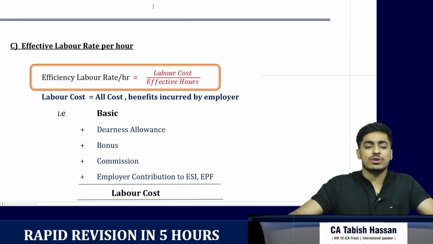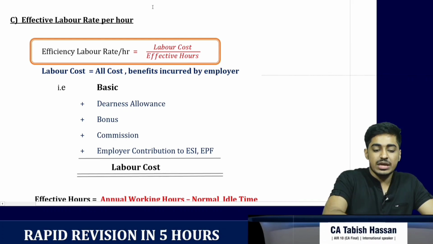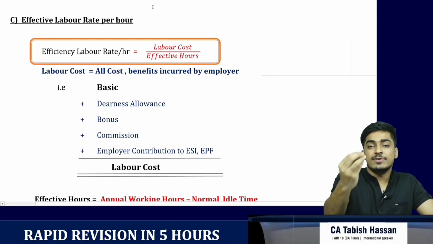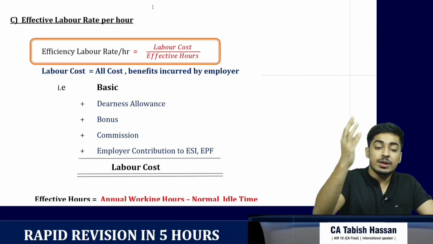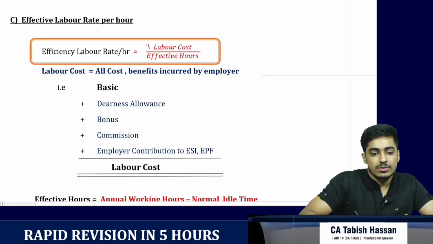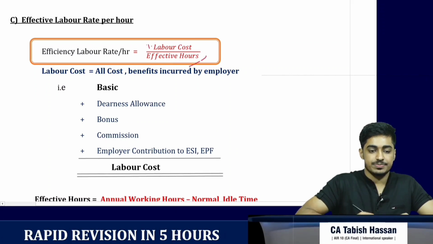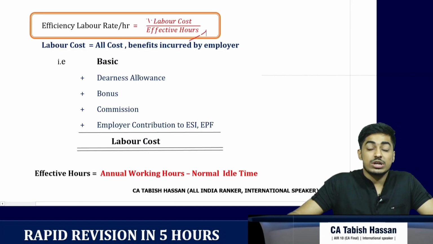Now we have the final concept, that is effective labor rate per hour. Effectively how much we have paid to an employee on an hourly basis. So how do we get it? We get it as total labor cost divided by effective hours the employee has worked. Clear? So what is labor cost?